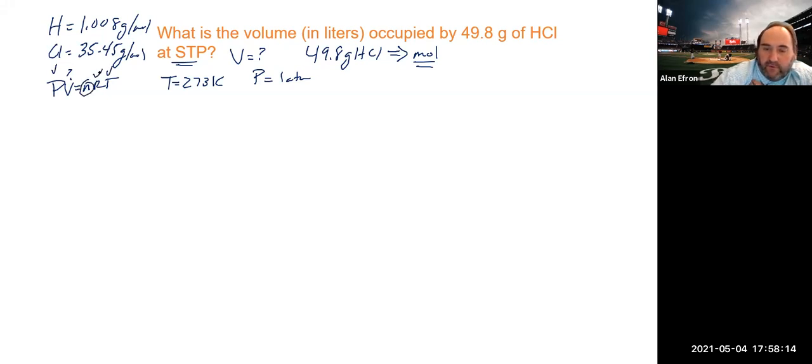We just need to do that conversion first to get our grams into moles. So we want the molar mass of HCl, which is basically just adding 1.008 plus 35.45, which gets us 36.46. The first thing we would do is take our 49.8 grams of HCl and convert it into moles using our molar mass of 36.46 grams per mole. That gives us 49.8 divided by 36.46, which is 1.37, why not?